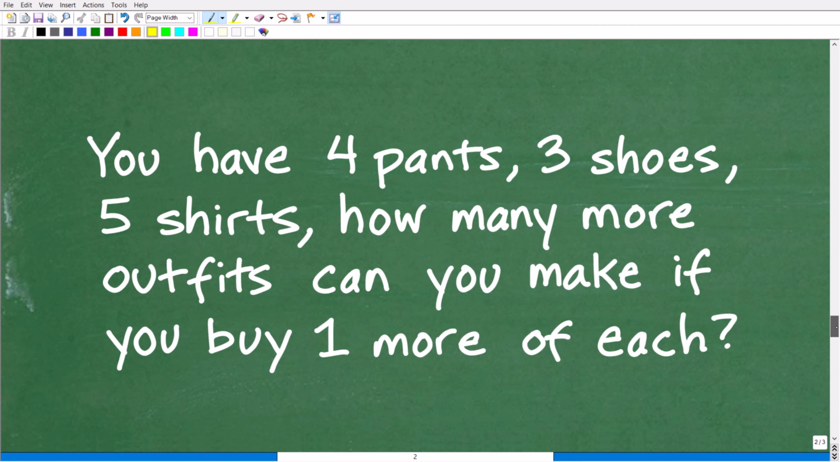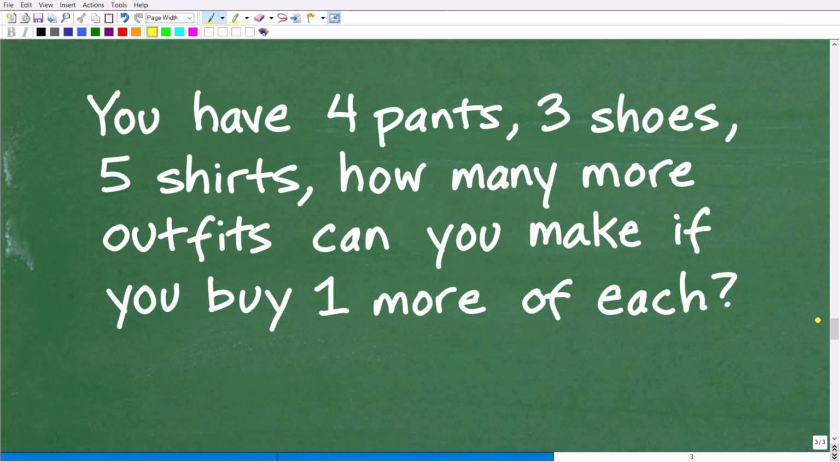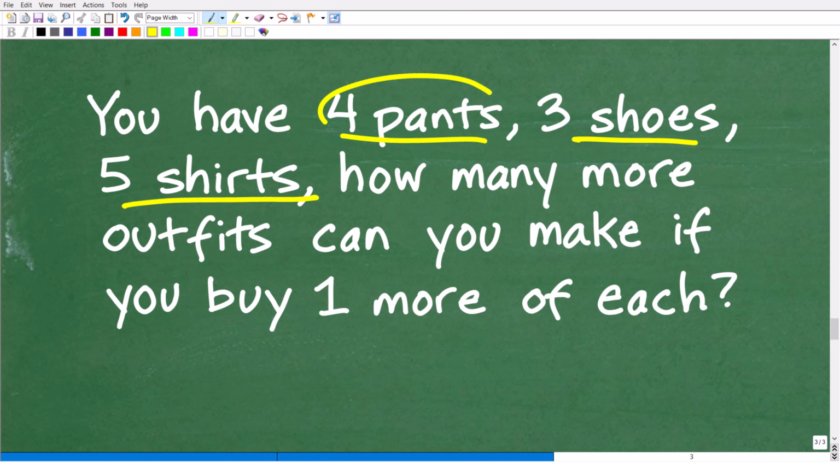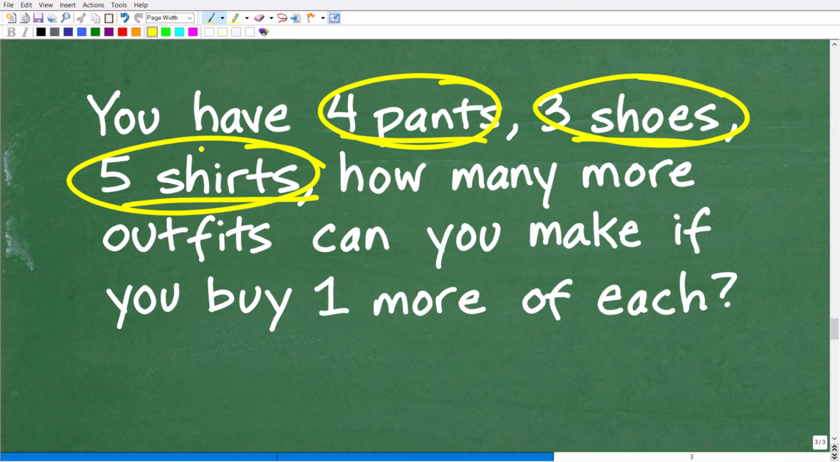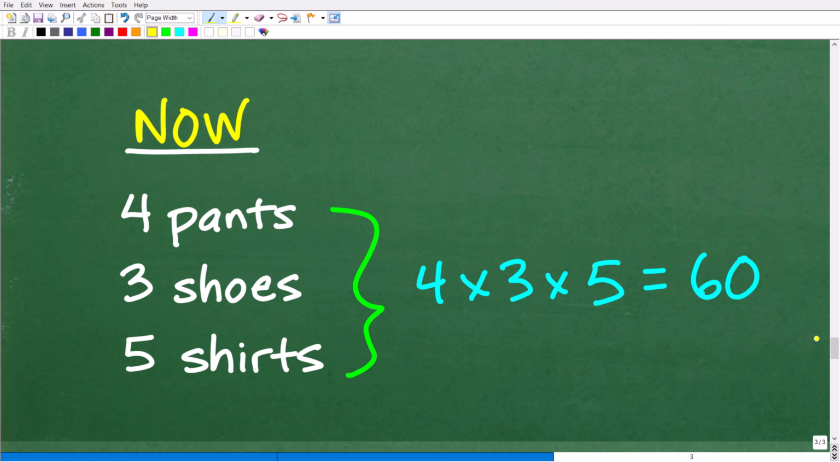Okay, so now let's go ahead and finish this problem up. And now that we understand the fundamental counting principle, this should be pretty easy, right? So here's the problem. We have 4 pants, 3 shoes, 5 shirts. How many more outfits can we make if we buy one more of each? Well, it's probably a good idea first to determine how many outfits we can make with our current wardrobe. And this is going to be very, very simple because we now have that fundamental counting principle.